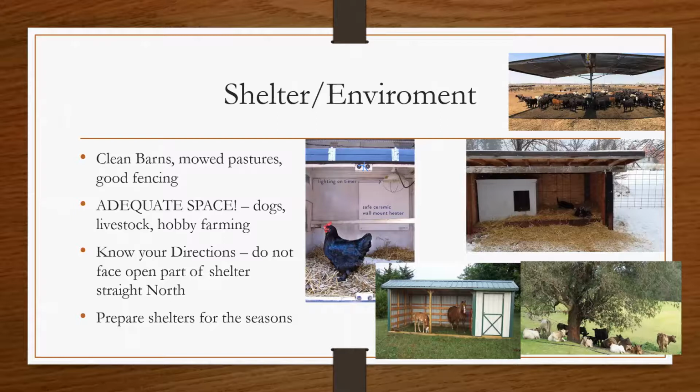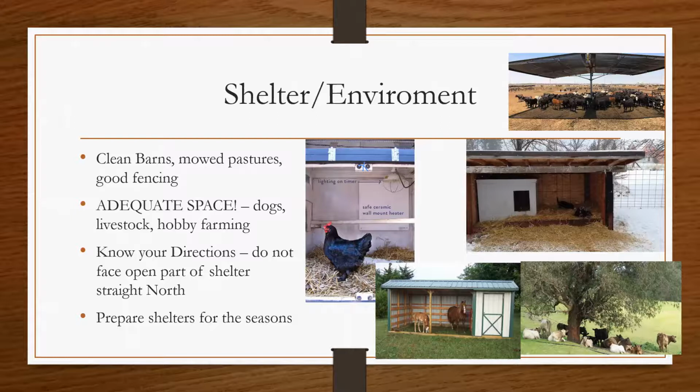Another thing that you can do to help prepare your shelter for the cold season would be straw. So in the open-faced dog kennel, they have a lot of straw, and straw is a great insulator for animals to be out in the cold in. And the chicken coop has some too.